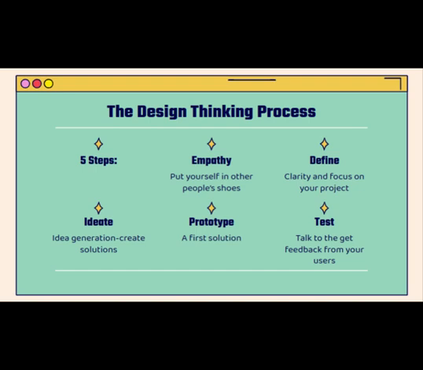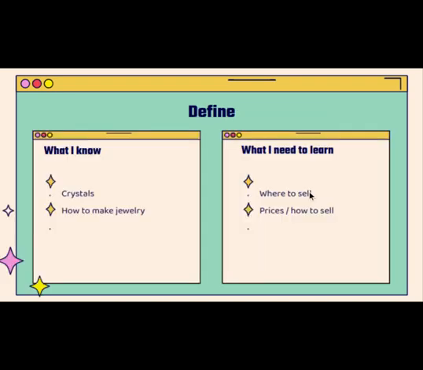Test. Solicit feedback about the prototypes you have created from your users and have another chance to learn about the people you are designing for. Refine prototypes and solutions. To define or clarify, I had to write a list of everything I had to do. I needed a clear path. I already knew a lot about crystals and I had a rough idea how to make jewelry, but I didn't know where, how, or when to sell.